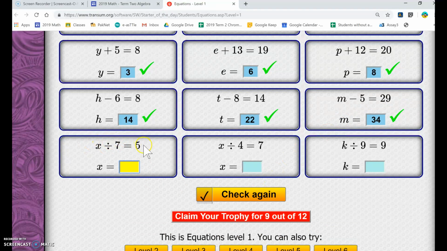Something divided by 7 is 5. How do we get rid of divided by? We multiply both sides. So we multiply both sides by 7. It disappears from here, turns up over here. 7 times 5 is 35. Divide by 4 on this side becomes times by 4 on the other side. 7 and 7 are 14, 14 and 14 are 28, or 28.